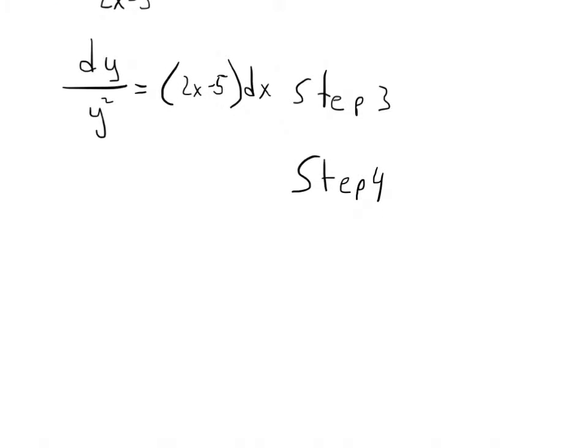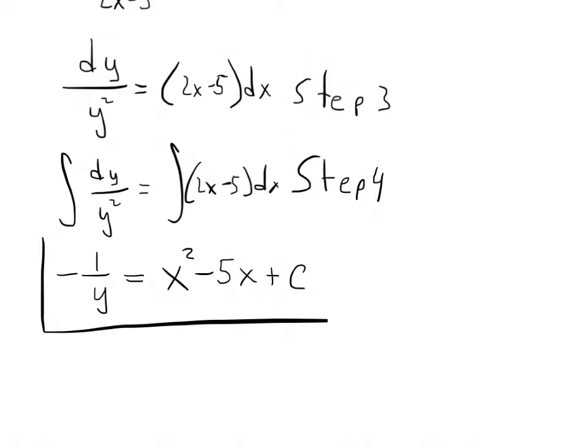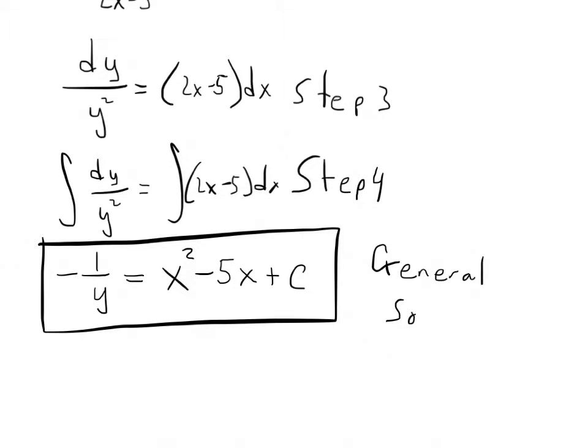So we'll say, all right, I've got them separated. I'll do the integral of dy over y squared here, and I'll do the integral of 2x minus 5 dx over here. On the left side, if you think of this as y to the negative 2, you'll up the power by 1 and divide by that new power. You'll basically end up with negative 1 over y equals, and this integral on this side is x squared minus 5x plus c. And as far as I'm concerned, this is a solution. Like, that's good. This is the general solution.